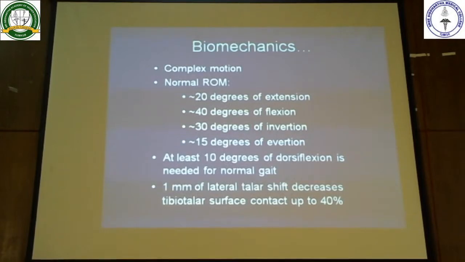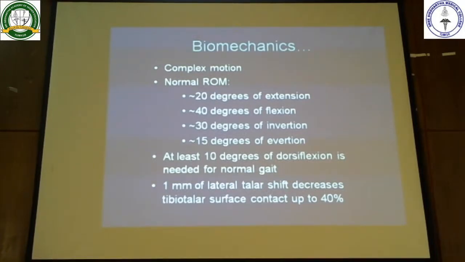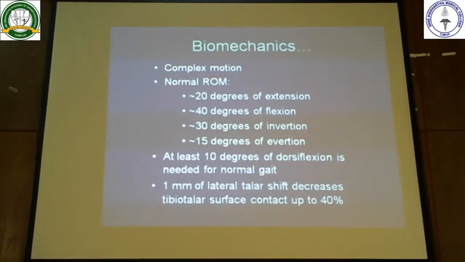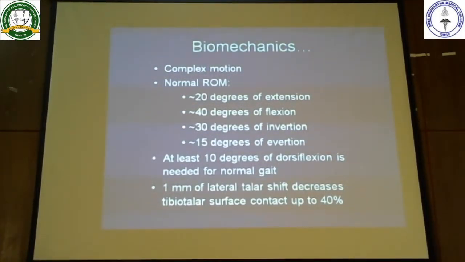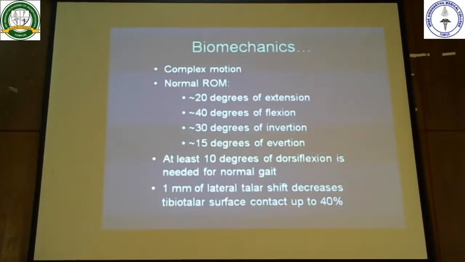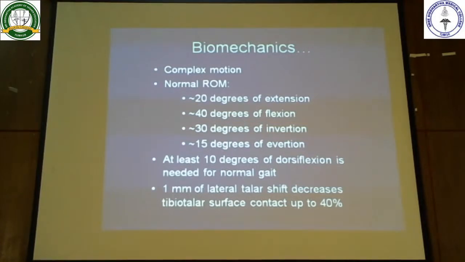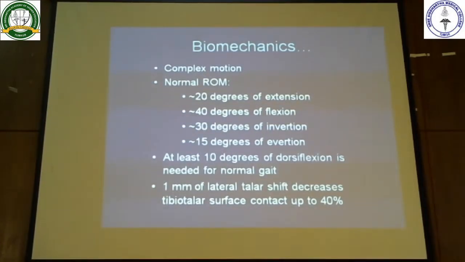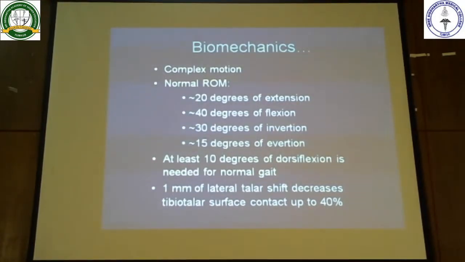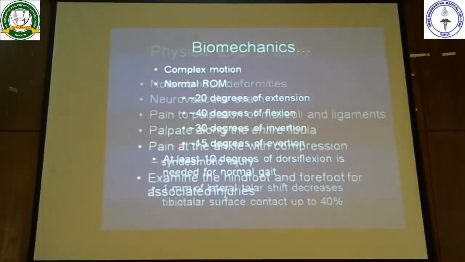1 millimeter of lateral talus shift decreases tibial surface contact by up to 40%. So basically that's what happens here after the fracture, after correction and all those things. If the talus has shifted, that's a very interesting point you can remember. It decreases the tibial surface, that is the surface of the joint itself, by up to 40%. So you can imagine even a slight shift can result in that much loss of joint surface. So that is very briefly about the biomechanics of the ankle joint.